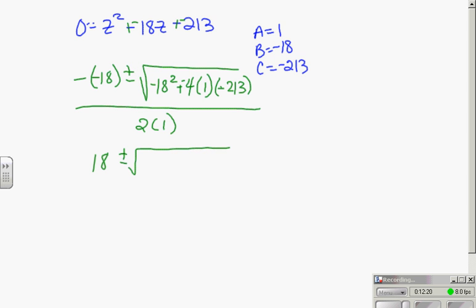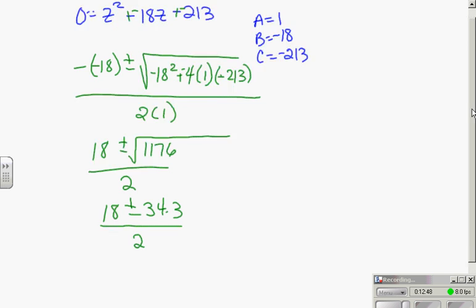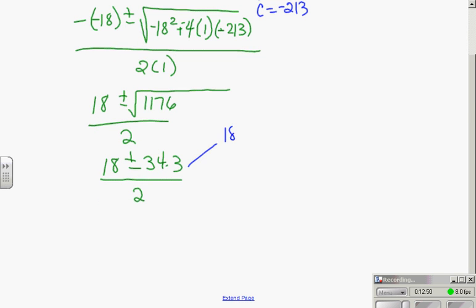Now it's just a matter of cleaning things up. Always be careful with these negatives right here. This negative 4 and that negative are going to make a positive. So I have 18 plus or minus the square root of 1176 all over 2. 18 plus or minus the square root of that is 34.3 all over 2.